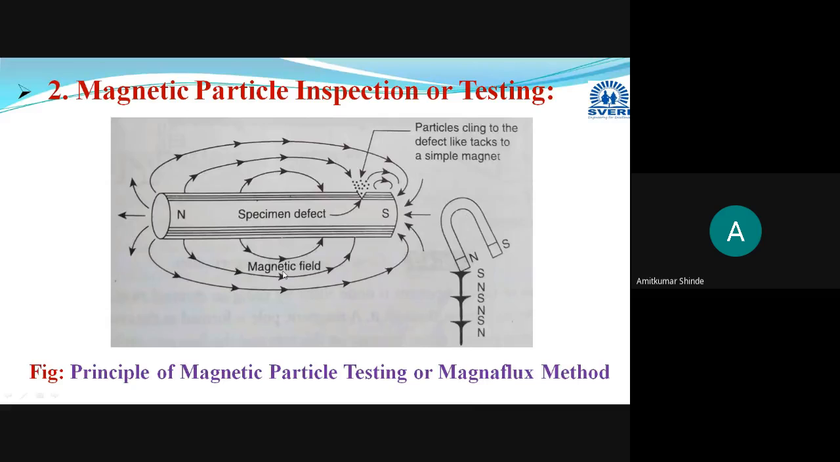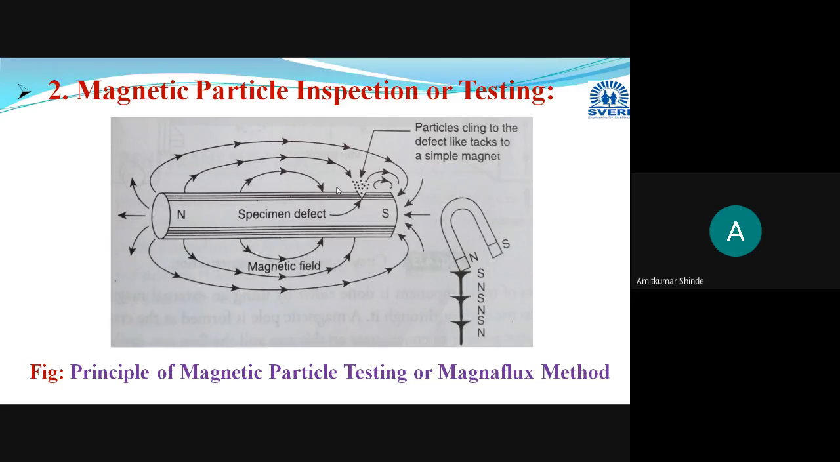Now, there are two types of magnetization depending on the nature of the crack. Before starting that, I would like to add one more point here: depending on how the ferromagnetic powder is applied, this test has two types: dry magnetic particle inspection and wet magnetic particle inspection.